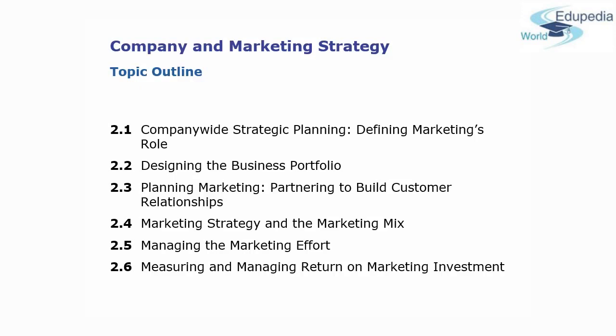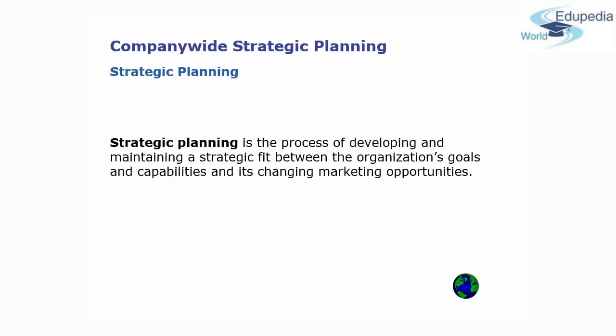So in this chapter 2 we're going to talk about many such things, so let's get started. Company wide strategic planning. Strategic planning is the process of developing and maintaining a strategic fit between the organization's goals and capabilities and its changing market opportunities. So, what does that mean, friends? A strategic fit between the goals of the company and its capabilities.